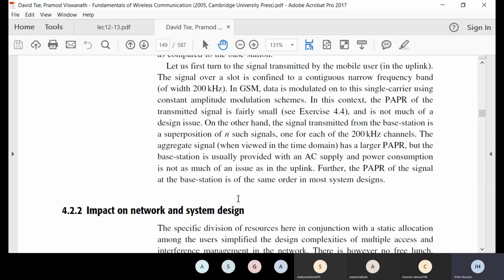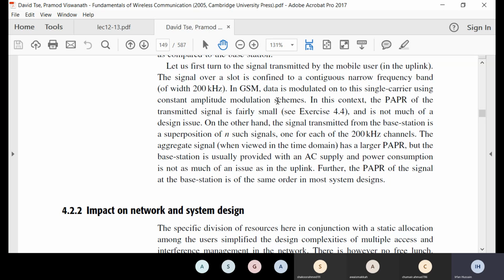The signal sent by the mobile user is confined to a contiguous narrowband frequency of 200 kilohertz. One slot of 200 kilohertz is given. That 200 kilohertz is modulated into a single carrier. That is why it is called narrowband. All that single carrier modulation uses constant amplitude modulation schemes.